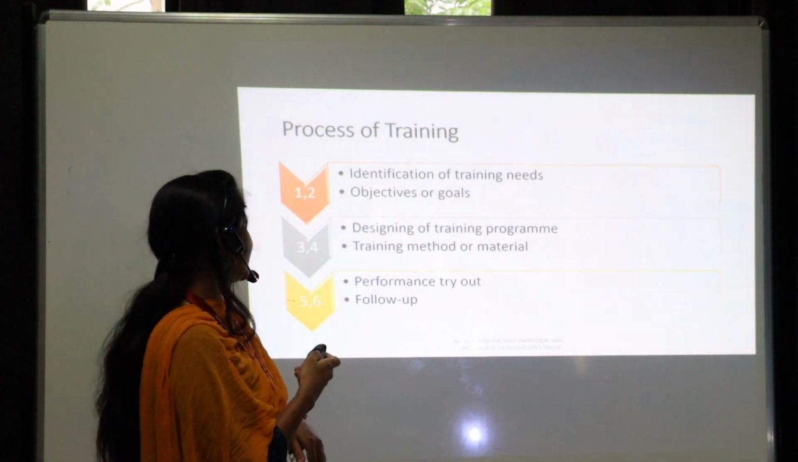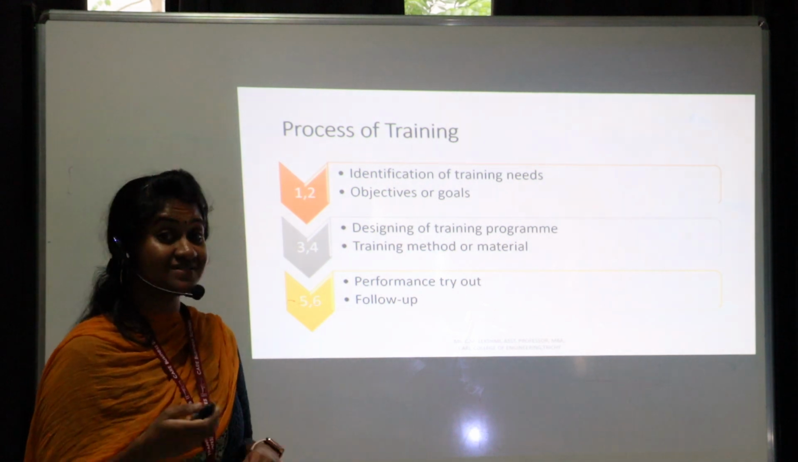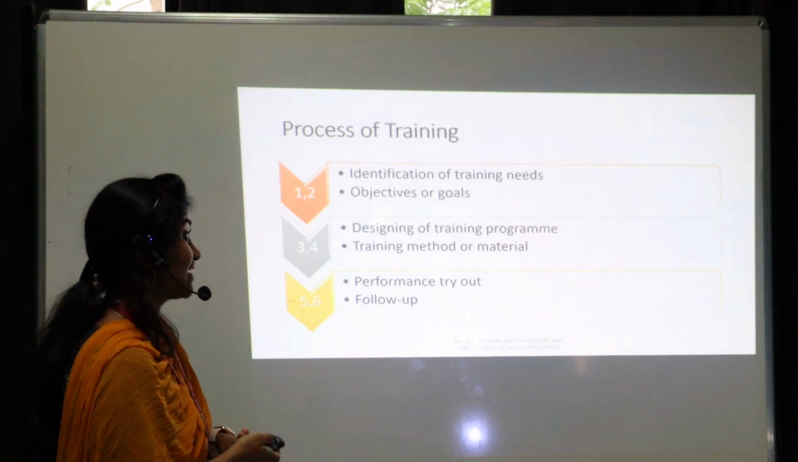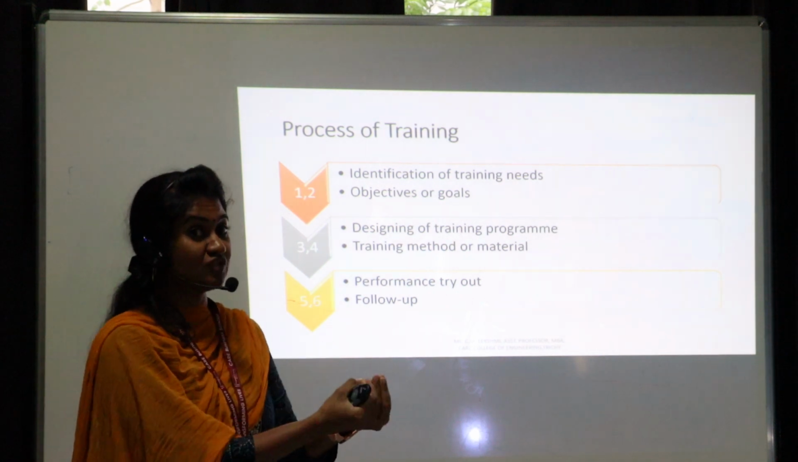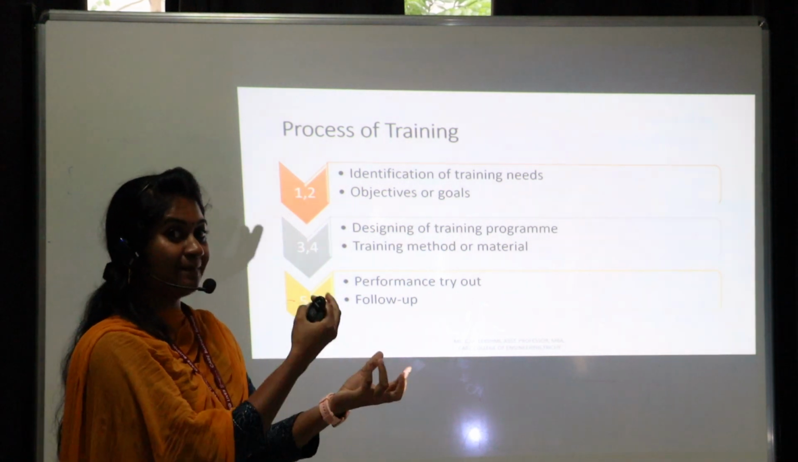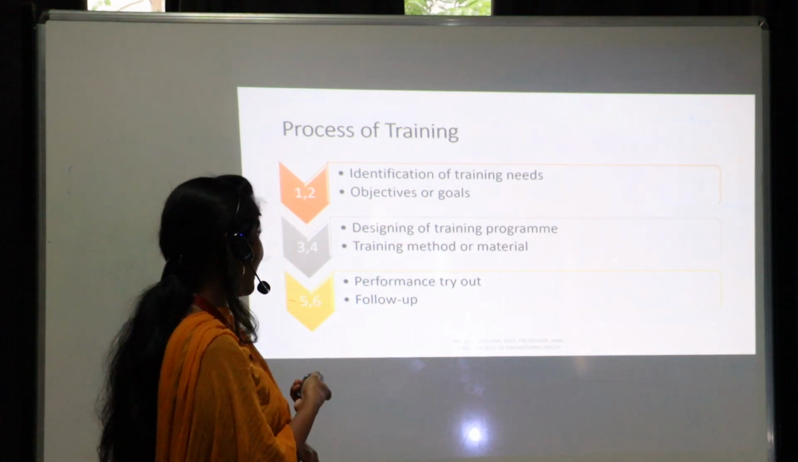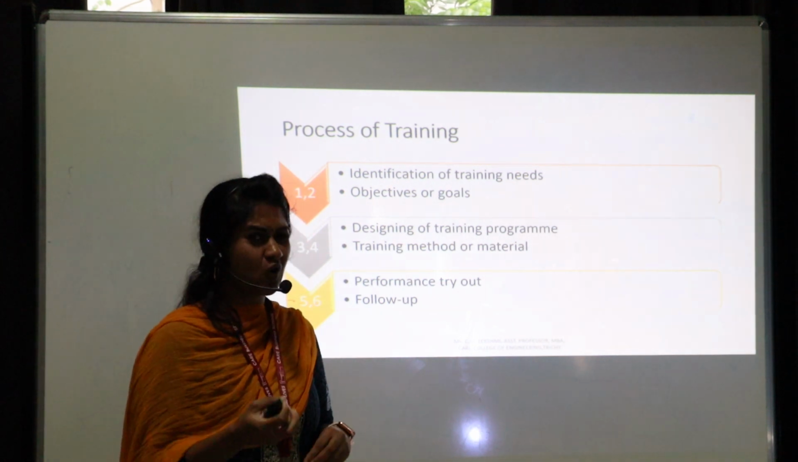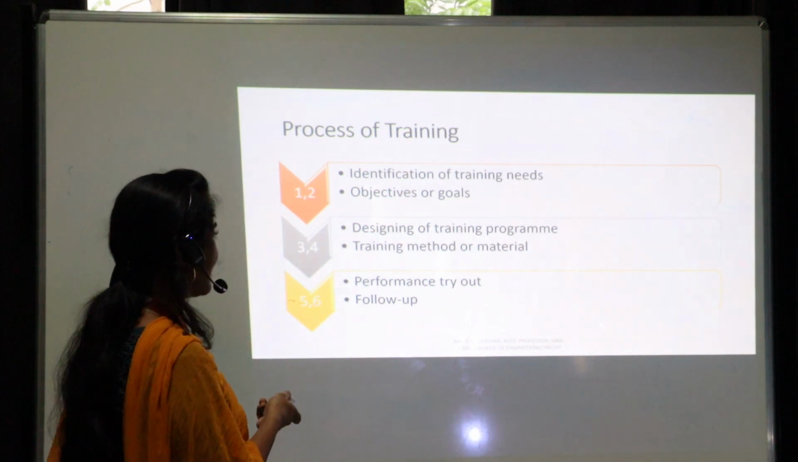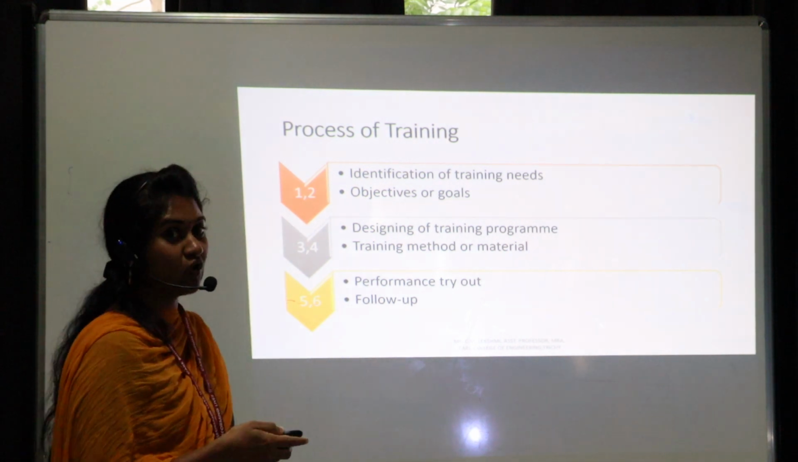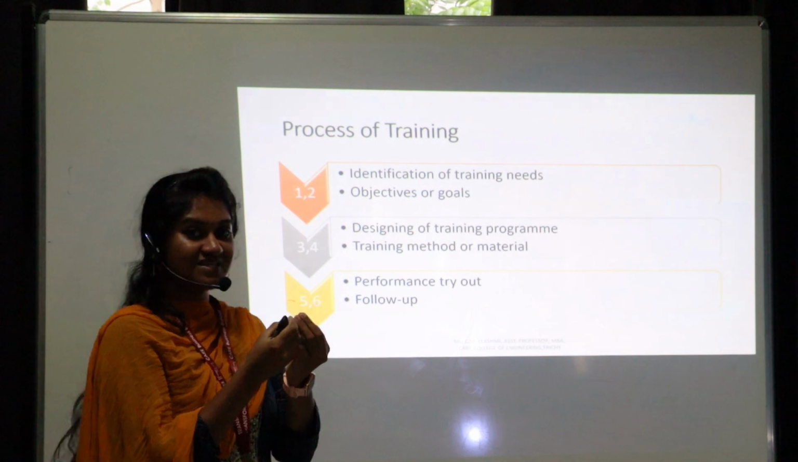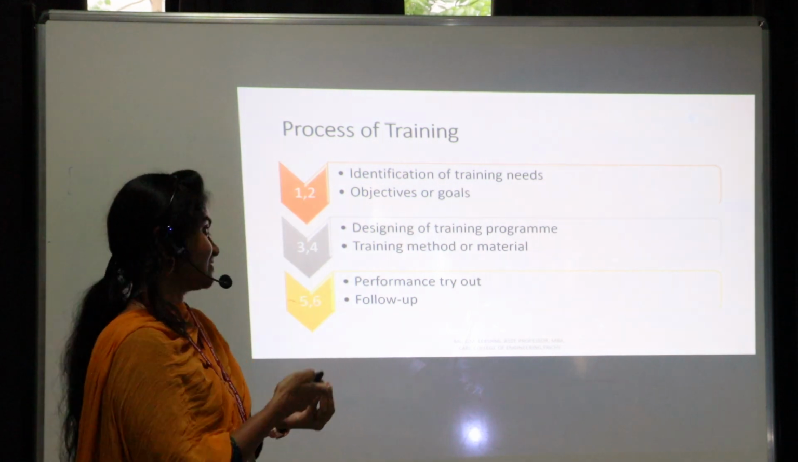So there are 6 processes of training. The first one is identification of training needs, and the second one is framing some objectives or goals in order to attain that particular training. The next is designing of the training program, and next is training methods or material, whatever it can be. And next is performance tryout and follow-up. So in the upcoming slides, I will explain each of them in detail.